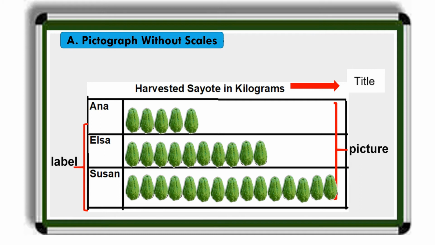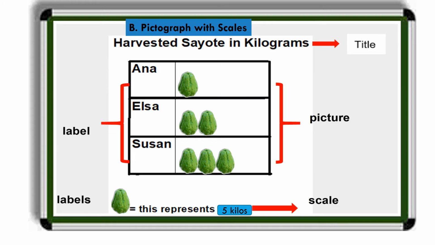Table A shows the pictograph of harvested sayote in kilograms without scales. While Table B shows the pictograph of harvested sayote in kilograms with scales, wherein 1 sayote represents 5 kilos.